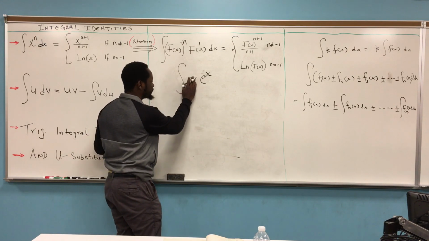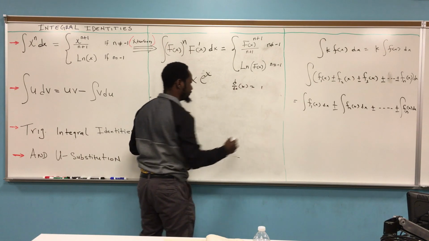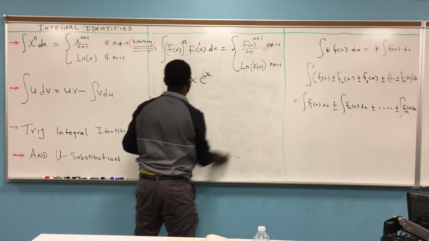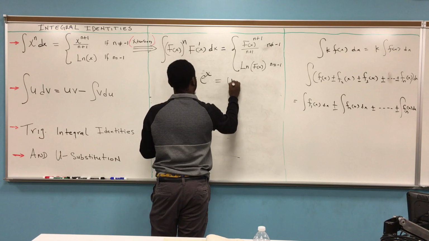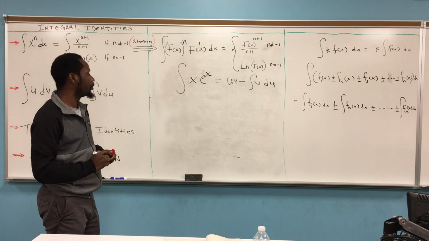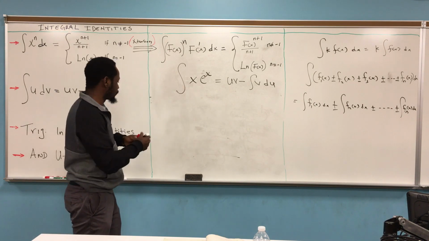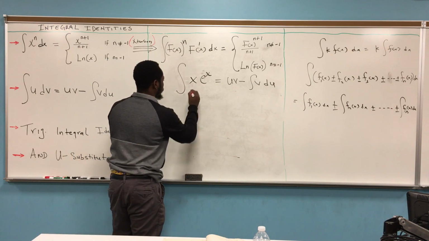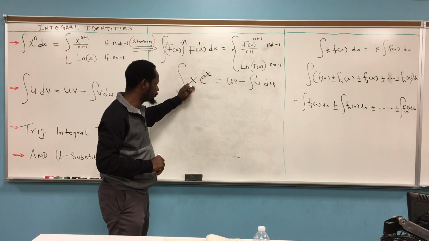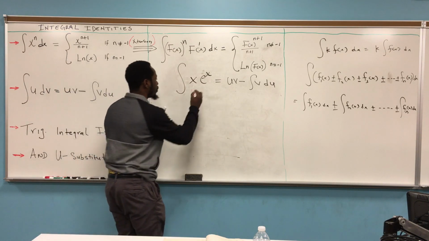So if I differentiate this, the derivative of x is what? 1. Then I'll be left with this. So what it means is that this can work for this question. Now, we want this to be differentiated. So we call this u. The function you want to differentiate is what you call u. The function you want to integrate is what you call dv.